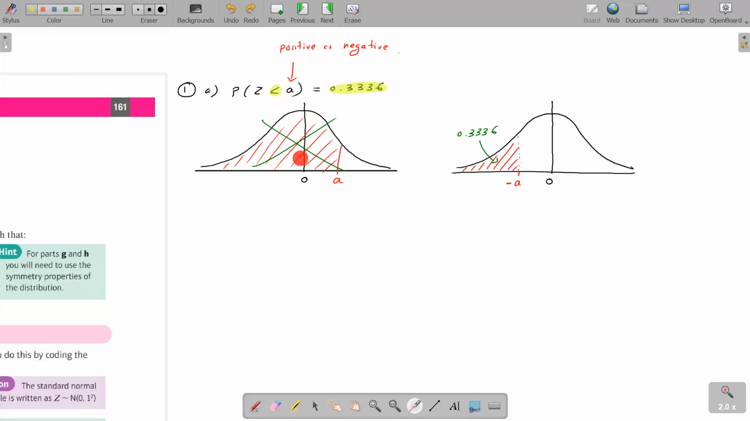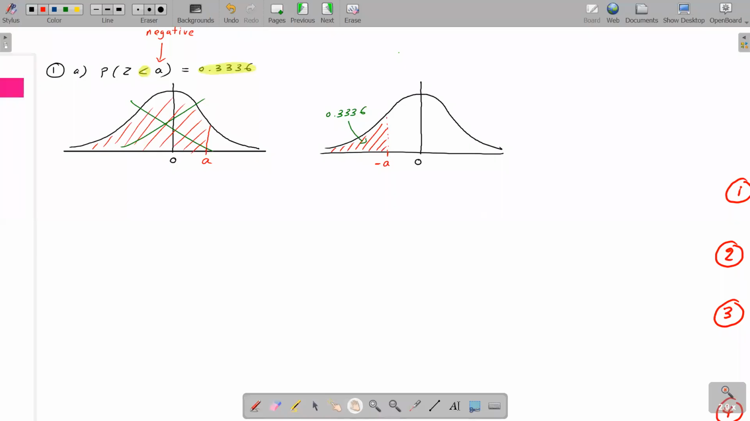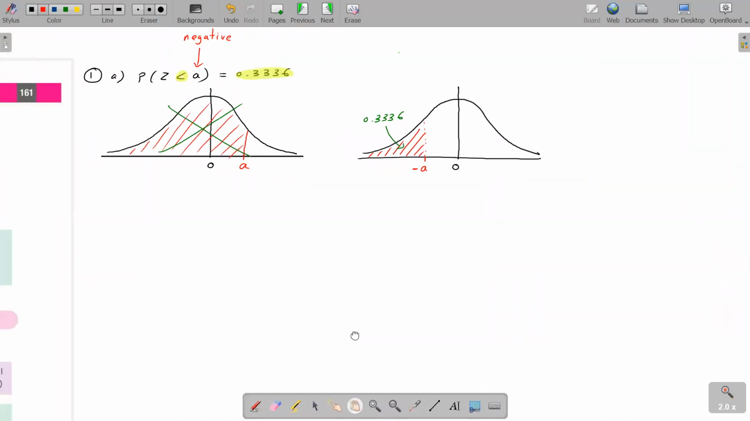So this area does not correspond to 0.3. It's bigger than 0.5. So this diagram makes sense, which means your A value here, we determined it positive or negative, we determined our A value is negative. Okay, so now how do we find this A value?